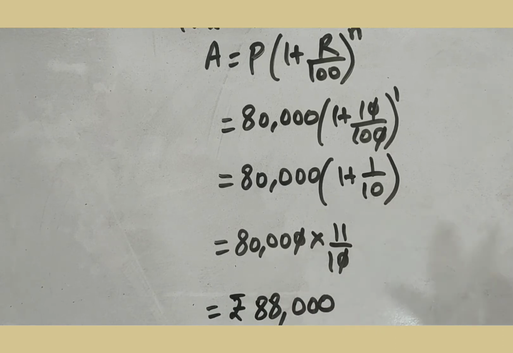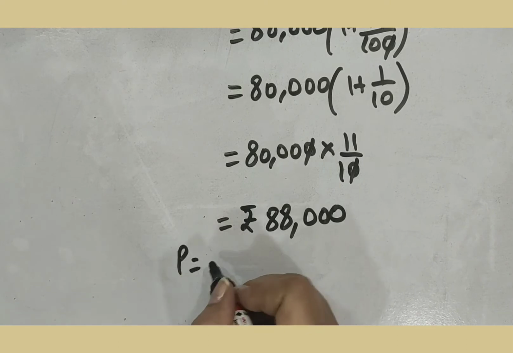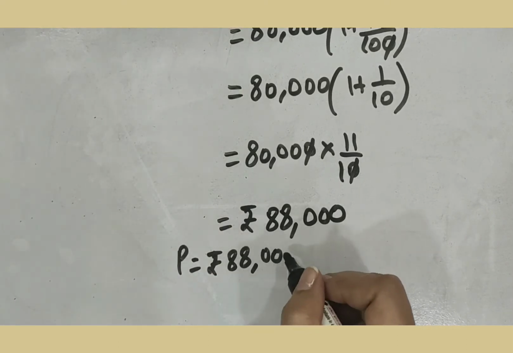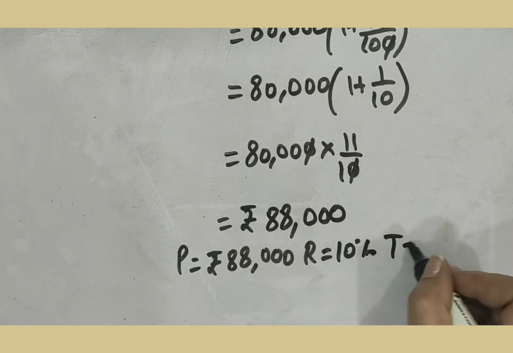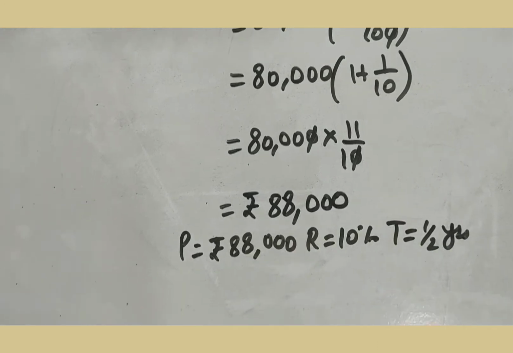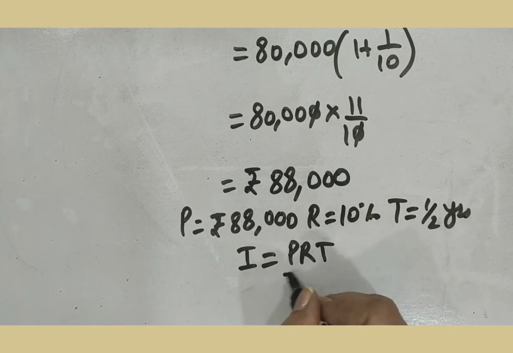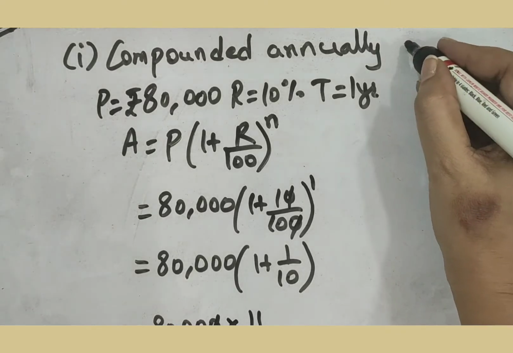Now let us calculate for half year. So for half year, my principal will be rupees 88,000, rate will be 10% and time will be half year. So my formula will be interest is equal to PRT upon 100. So let us calculate for that.